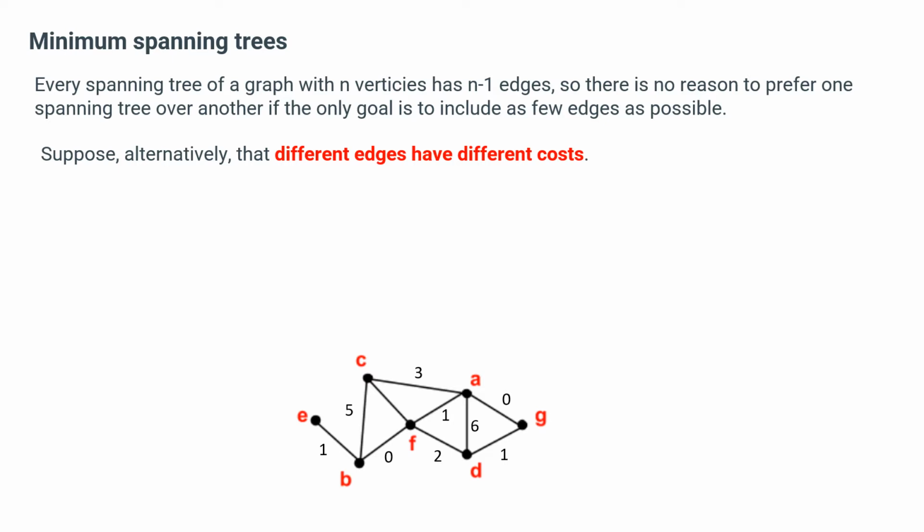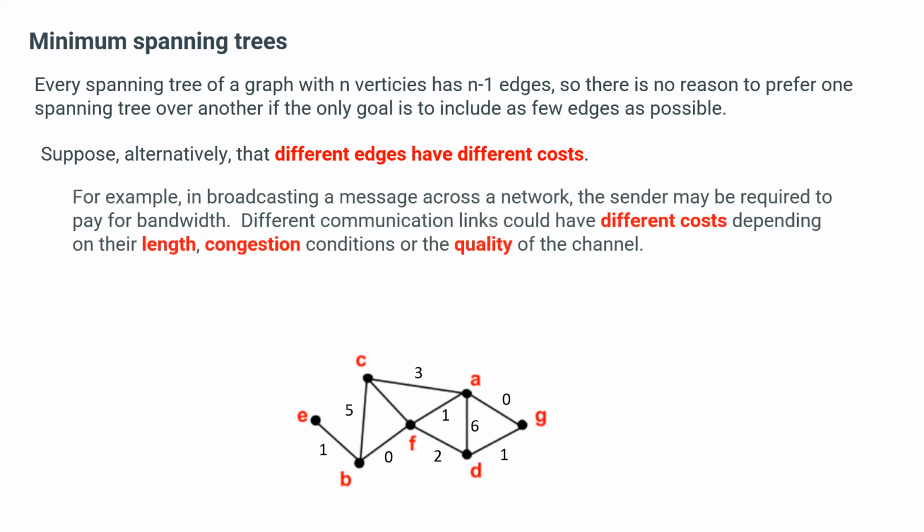And so in that case, we would then be interested probably in finding a spanning tree, a tree that will include all of the vertices. Find one that has the lowest cost. So that's what this section is all about.